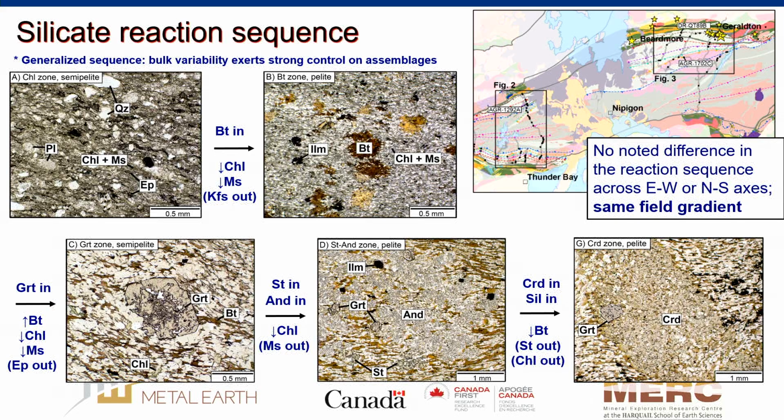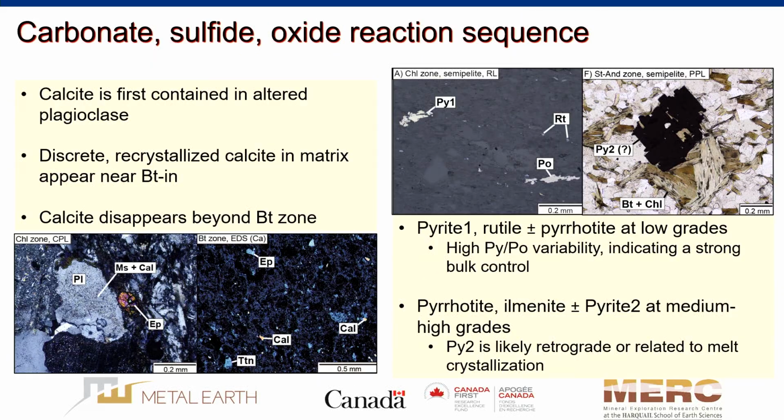It doesn't really affect things that much. You consume any sort of muscovite that's left, epidote goes out there. Staurolite, andalusite at the same time, and then cordierite and sillimanite. So this is all describing the subsolidus sequence.